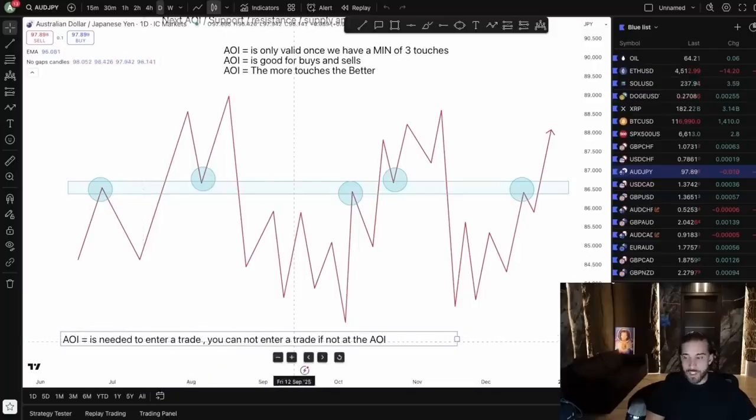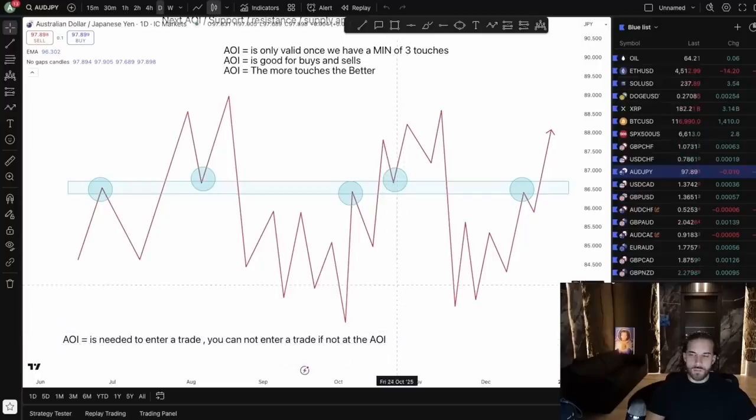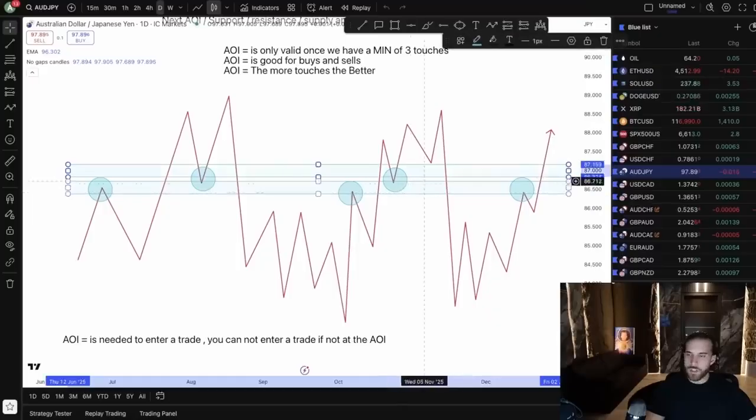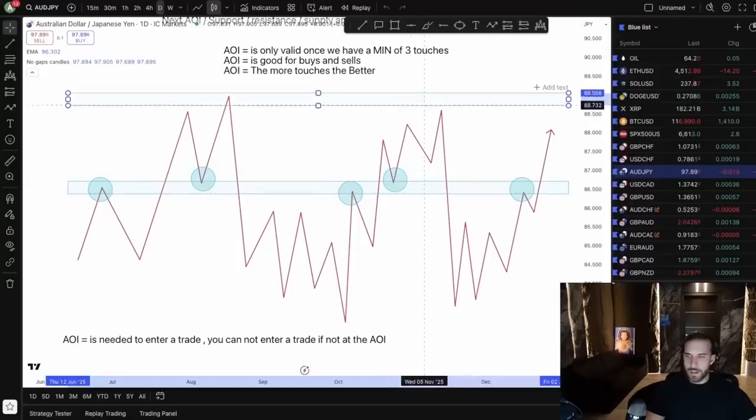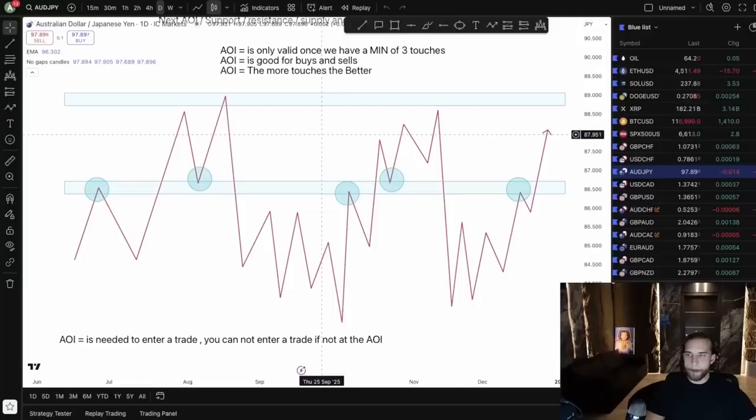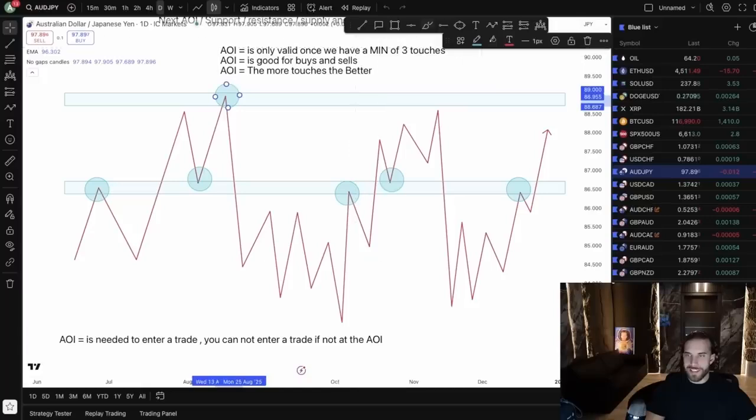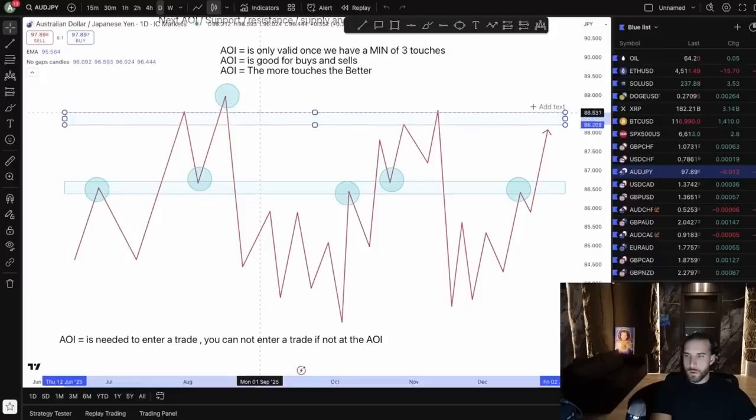You cannot enter a trade if you're not at an area of interest. So this right here is a valid area of interest. Let me ask you a question. Is this right here a valid area of interest? Yes or no? No. This right here simply only has one touch. So this right here is not a valid area of interest, making this not a valid area of interest. Cool, we move on.